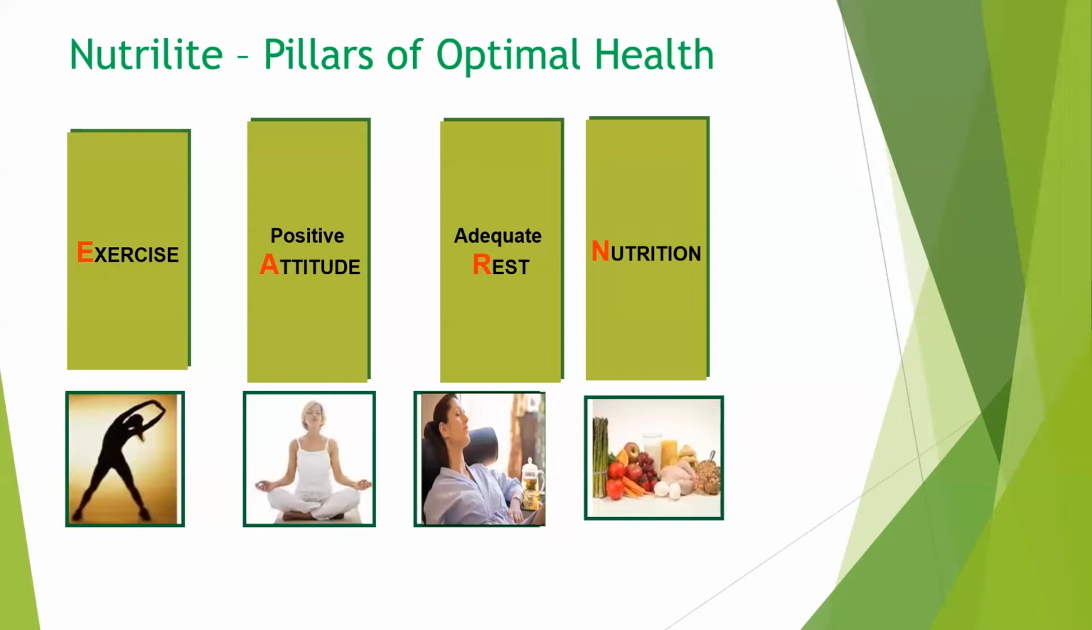Adequate rest: 7 to 8 hours of sound sleep minimum is required. I'm sure many of us would have heard about something called circadian rhythm, right? God has designed our body, and there are natural biological processes, biological clocks in our body, which respond to the environment. For example, we sleep at night. So why is it that when night comes, only then we should sleep?